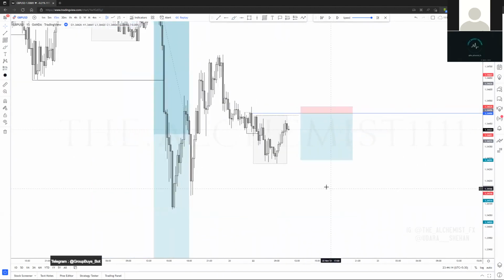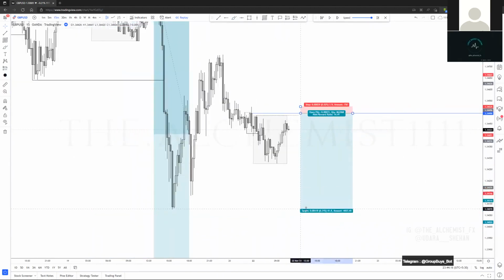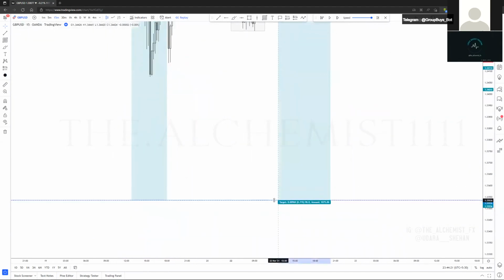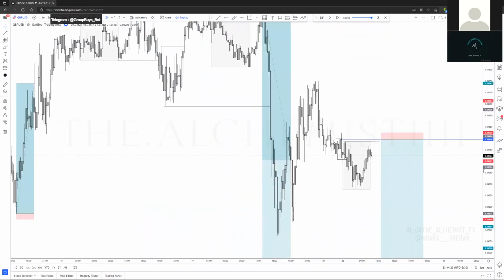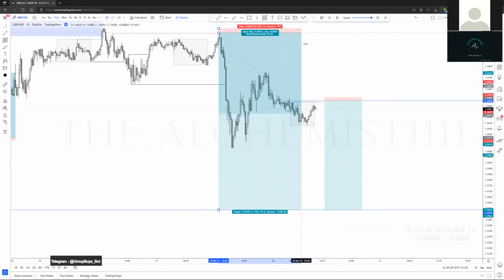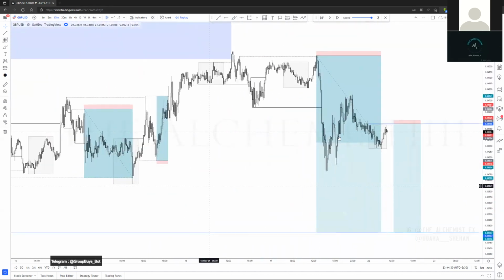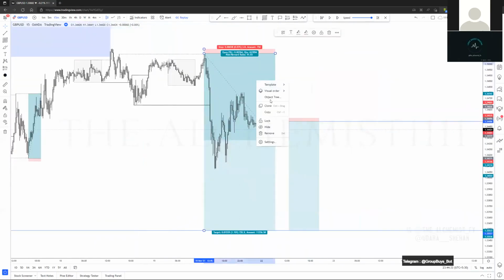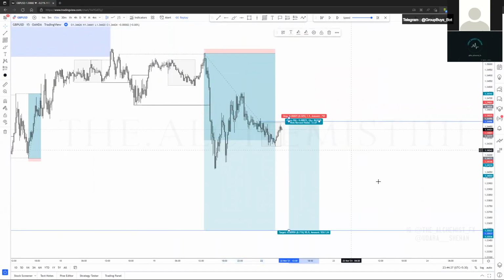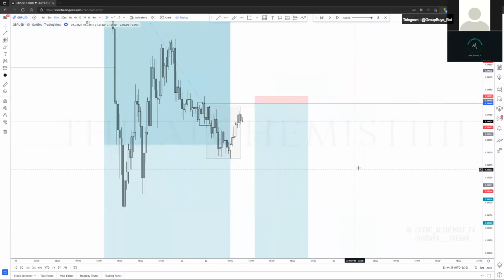First target will be somewhere down here. Second target will be down here. Most of the time strong highs are respected. That is why we mark it out. I taught that to you at the beginning of the session. I'm not saying it must get respected, but most of the time it will get respected.